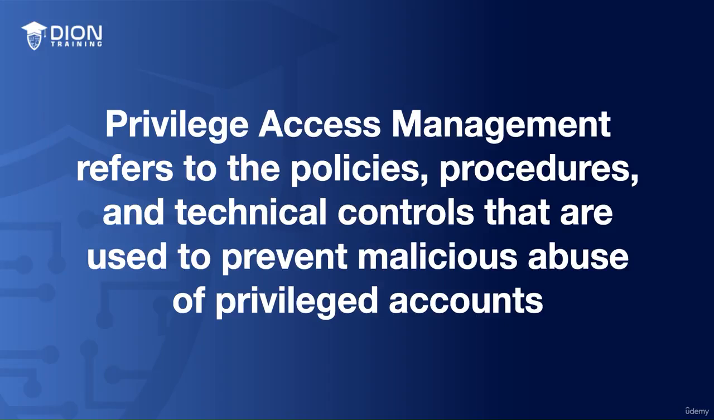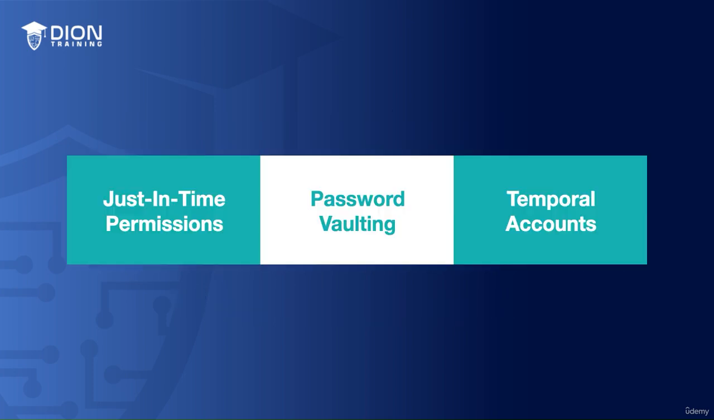Privileged Access Management refers to the policies, procedures, and technical controls that are used to prevent the malicious abuse of privileged accounts and to mitigate risk from weak configuration control over privileges. Privileged Access Management consists of three key components: just-in-time permissions, password vaulting, and temporal accounts. First, we have just-in-time permissions.